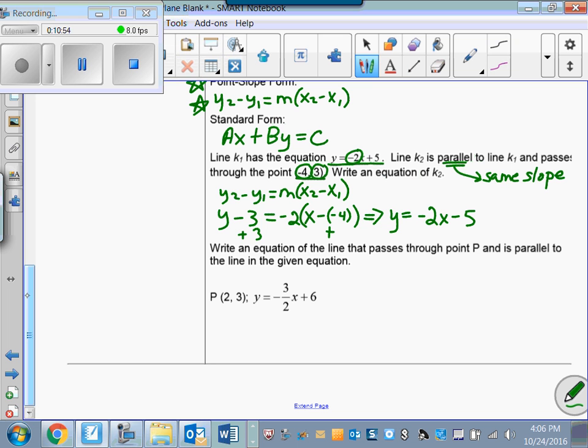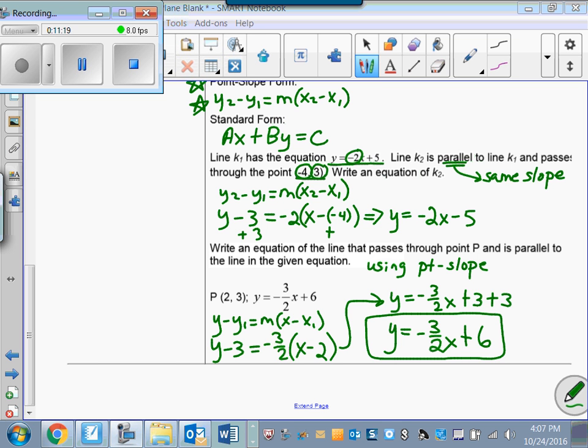All right, write an equation of the line that passes through point P and is parallel to the line in the given equation. All right, this is just like the one above. So of course I'm going to pause here. I'm going to let you do this using point slope form, because we have a point, we got the slope. So do this and then come back and check it.